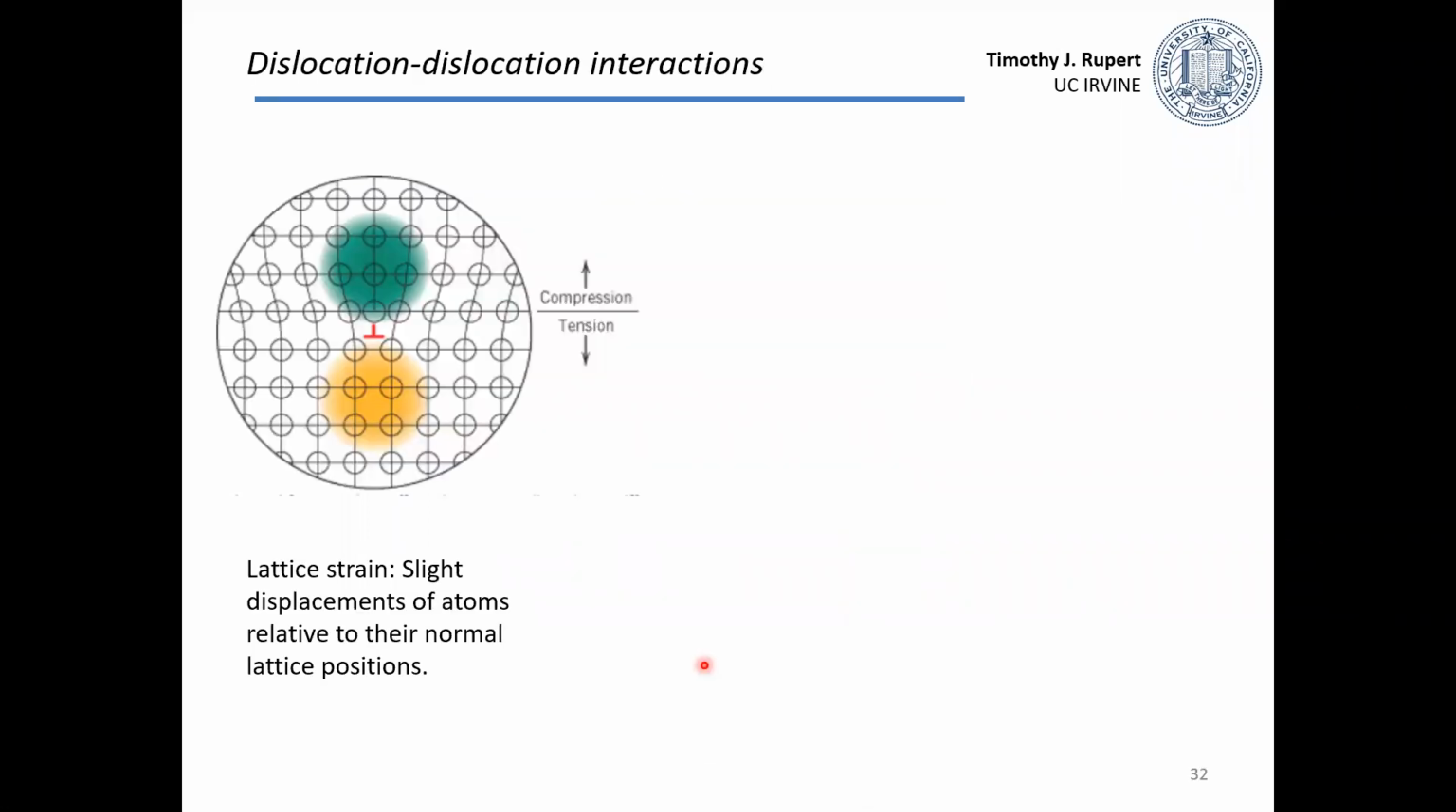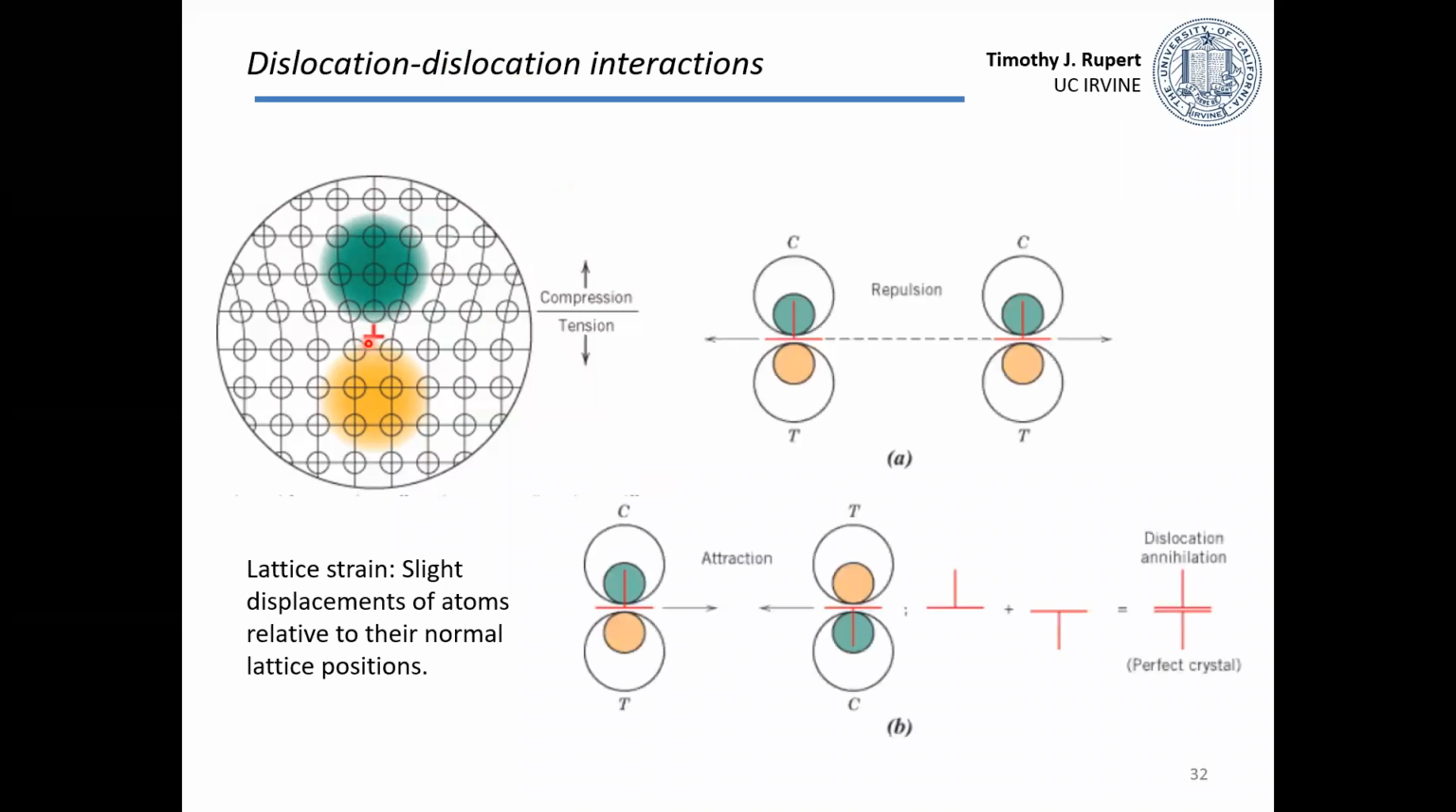Finally, we can think about how dislocations interact with each other. We mentioned that there's compression above and tension below that edge dislocation. And we can think about how if we have 2 dislocations near each other, how would those stress fields interact? So I'm going to put 2 edge dislocations. In both cases, the half plane is pointing up.